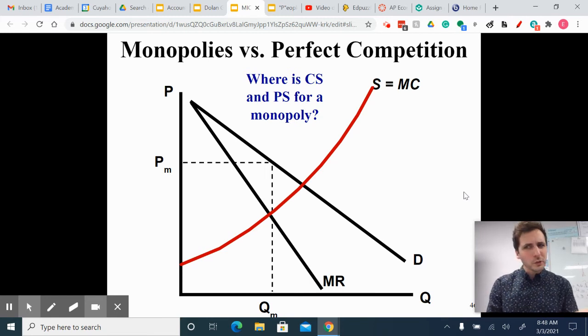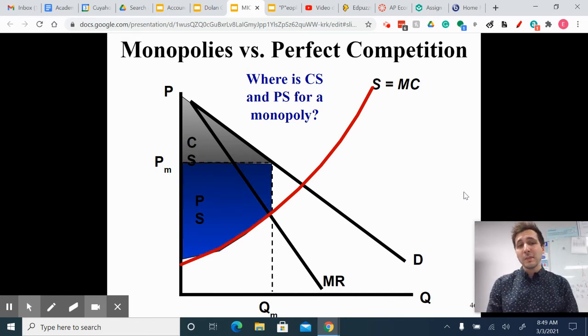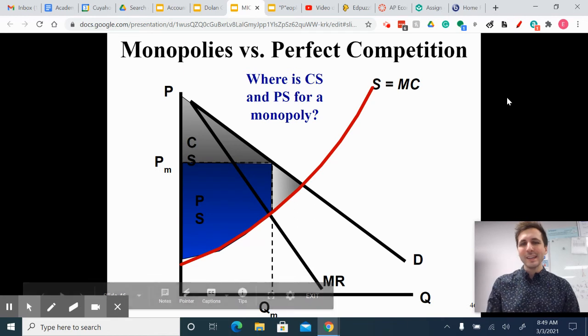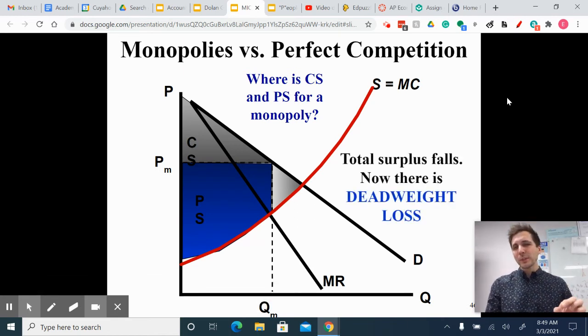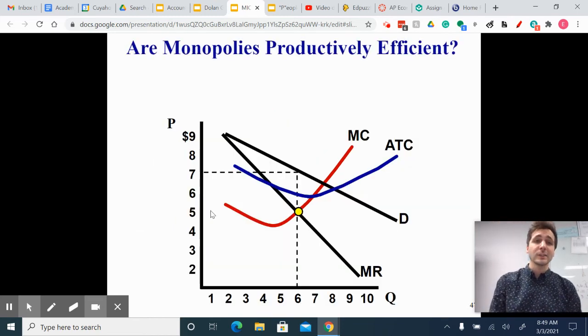Well, consumer surplus we know is below demand, above price. So it's going to be this little box here. Producer surplus is above supply, below price, and it's cut off by the market by quantity there. So it's going to be this box right here, which leaves a little triangle. What's that triangle? Say it with me. Deadweight loss. That's right. Total surplus falls, and now there's deadweight loss when we have a monopoly. Certainly, the producer surplus rises, but deadweight loss exists. So monopolies underproduce, overcharge, decrease consumer surplus, increase producer surplus, and cause deadweight loss.